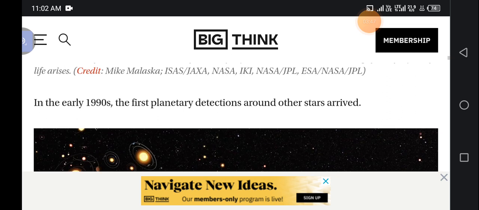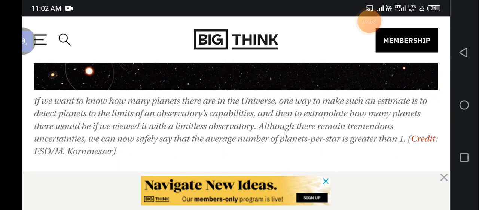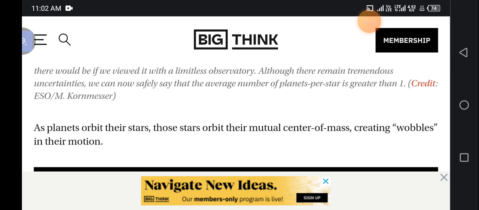In the early 1990s, the first planetary detections around other stars arrived. If we want to know how many planets there are in the universe, one way to make such an estimate is to detect the planets to the limit of an observatory's capabilities and then extrapolate how many planets there would be if we viewed it with a limitless observatory. Although there remains tremendous uncertainty, we can now safely say that the average number of planets per star is greater than one.